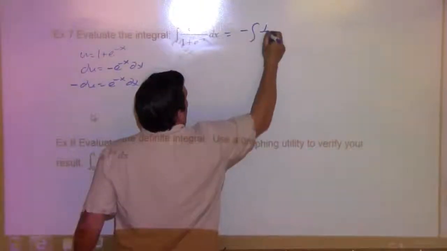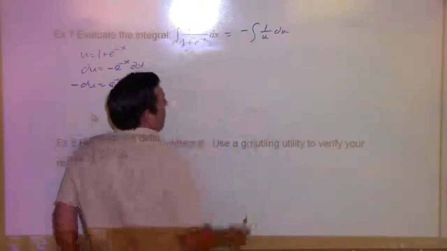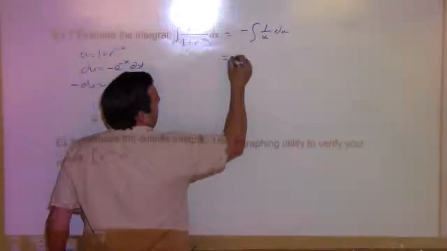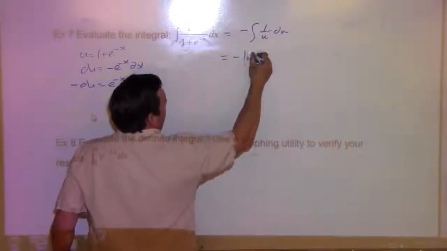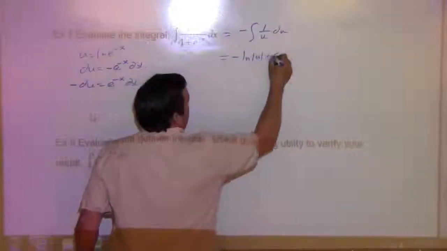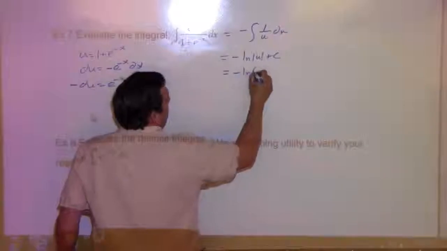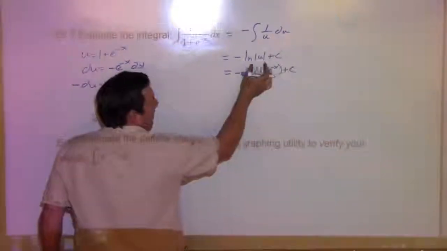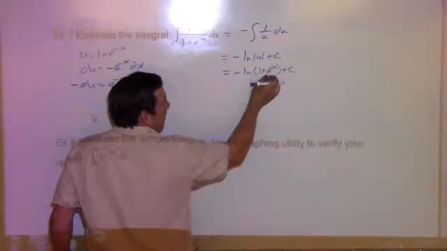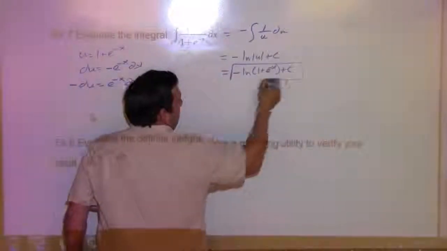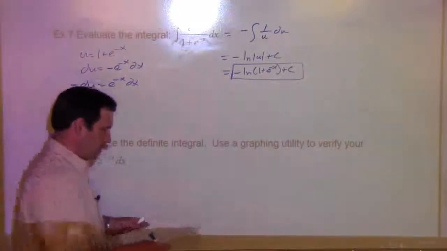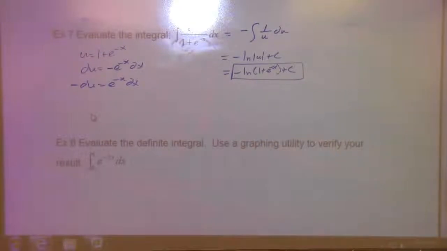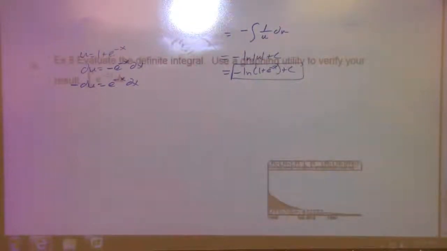And that makes this negative the integral of 1 over u du. That's my u. And this becomes the negative natural log of the absolute value of u plus c, which is negative natural log of 1 plus e to the negative x plus c. I can drop the absolute value because 1 plus e to the negative x is always positive. Okay, I'm going to go on to the last example.